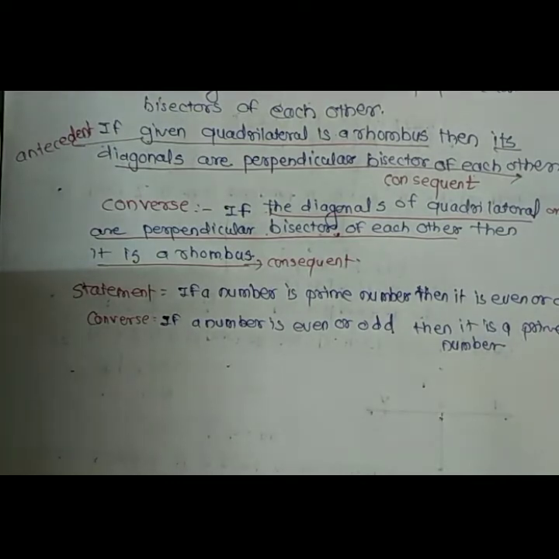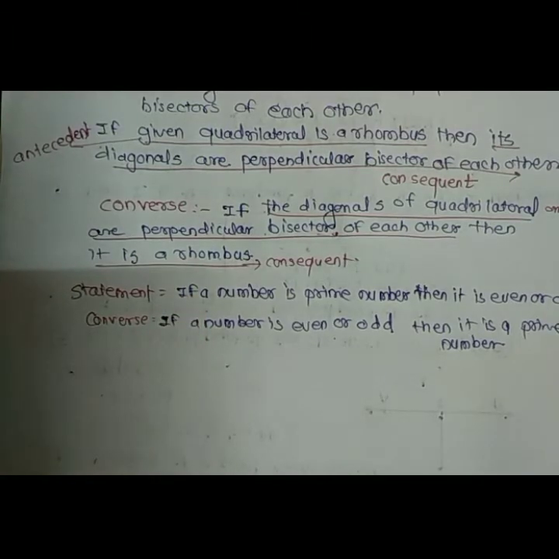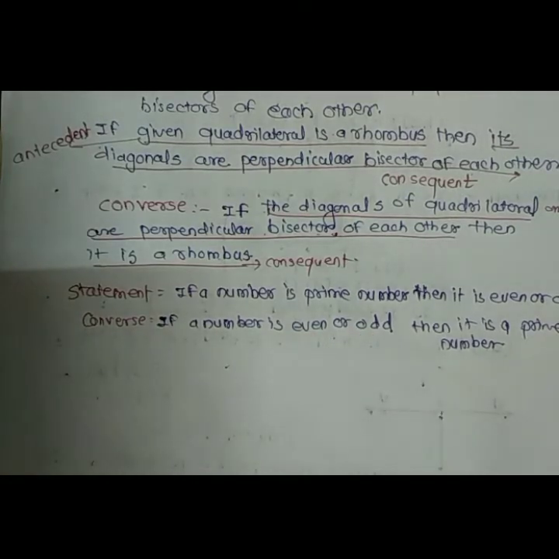Here, as per our rule, the statement is: if the number is a prime number, then it is even or odd, and the converse is: if the number is even or odd, then it is a prime number. In this example, the statement is true, but its converse is false, because all even or odd numbers are not prime numbers, so its converse is false.